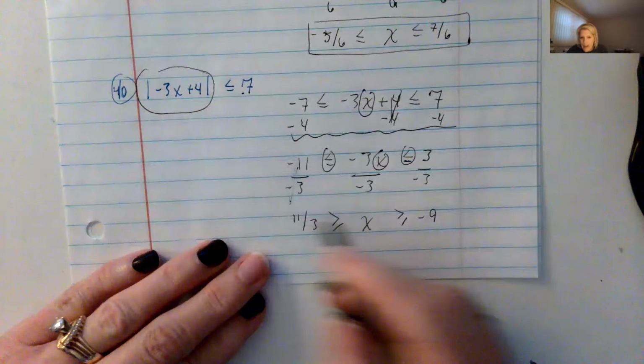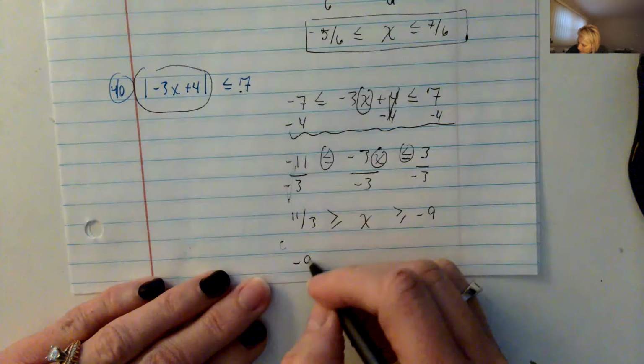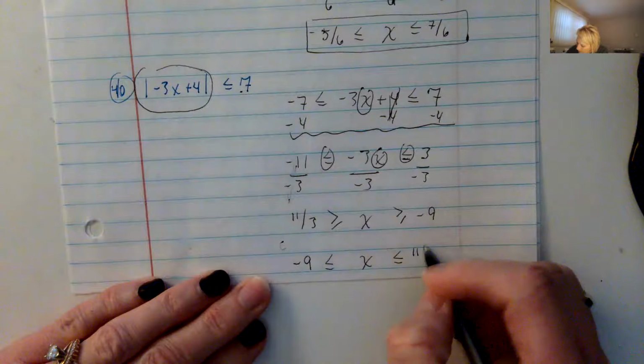And you can leave it like this. I like to write my smallest number on the left, so I'm just going to turn it around. This is going to be the negative 9 here. It's going to be less than or equal to x, which is less than or equal to 11/3.